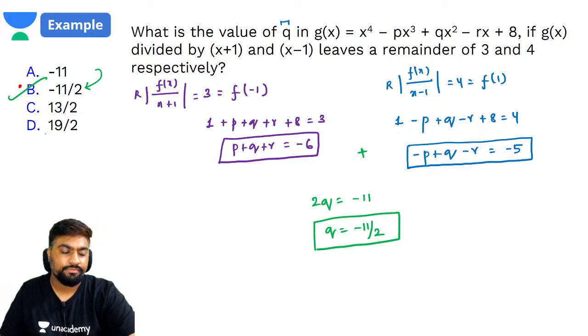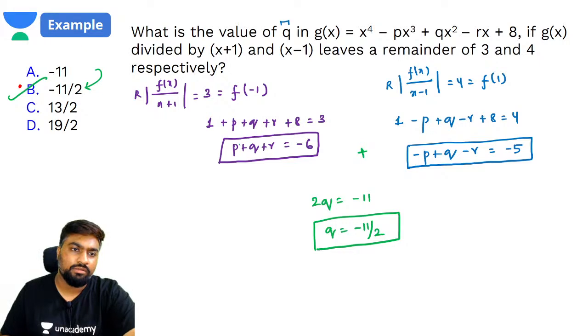ठीक है, कोई डाउट इधर? ऐड करने पे क्या होगा? ये p कैंसल, प्लस r माइनस r कैंसल. So minus 6 plus minus 5 is minus 11. Q plus q is 2q. Cool? आ गया ना समझ में?